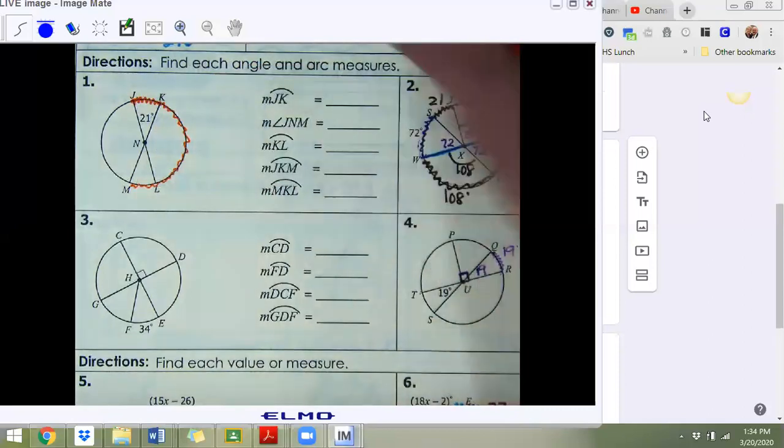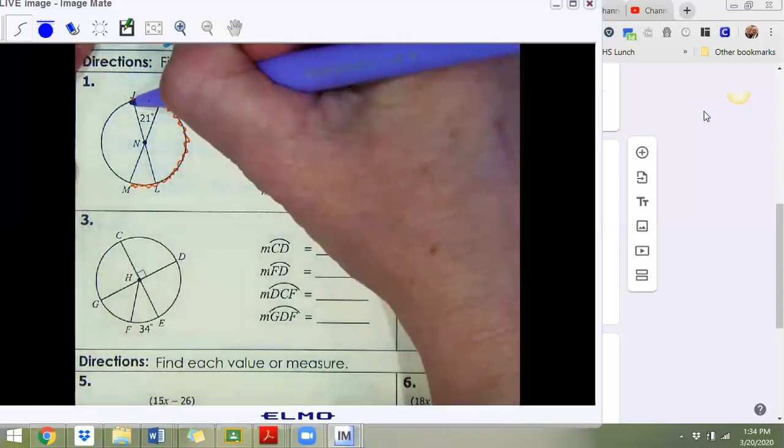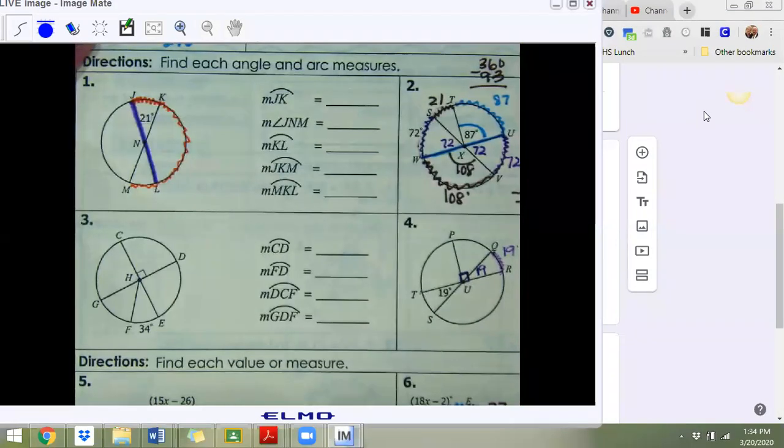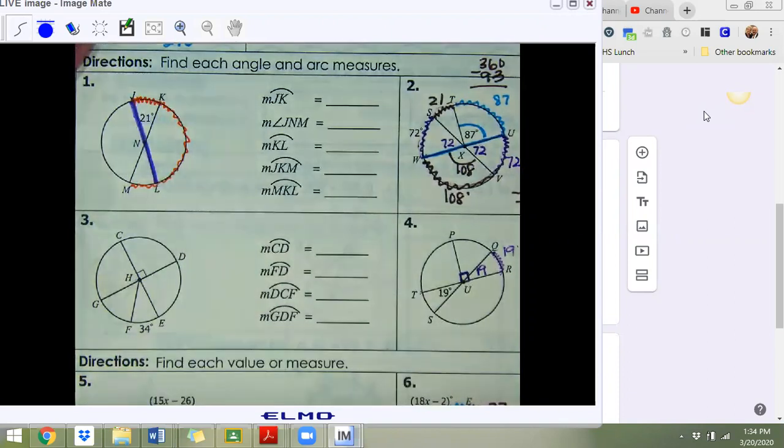Yes. And again, taking a shortcut leading back to what John was doing, if you recognize this as being a diameter, there's your 180 plus your little 21 there. So then would it be 21, 159, 159, 201, and 339? Yes. Perfect. Jaden, did you figure that out? Okay, good.